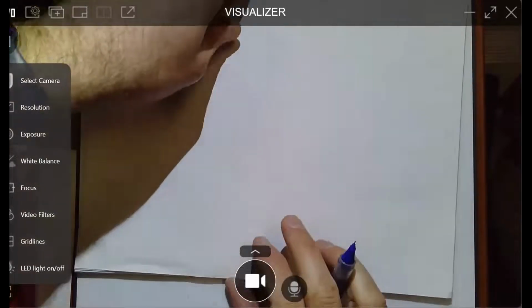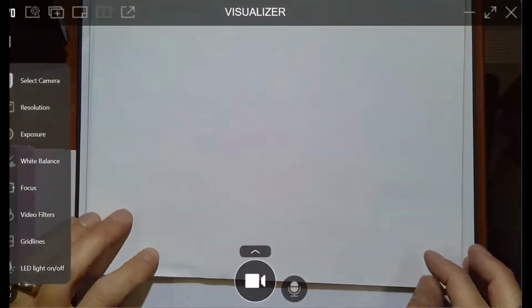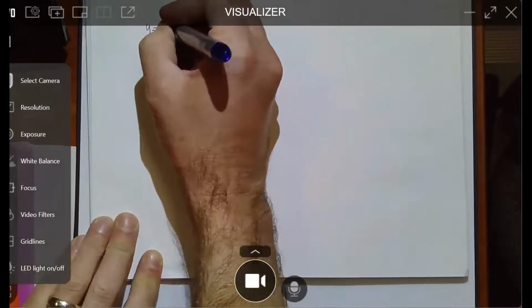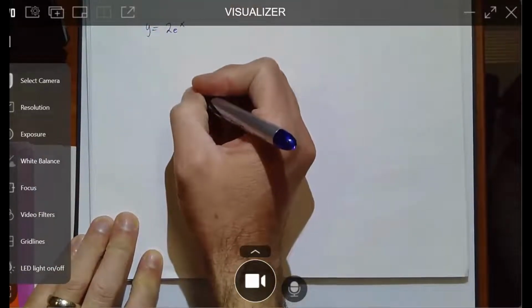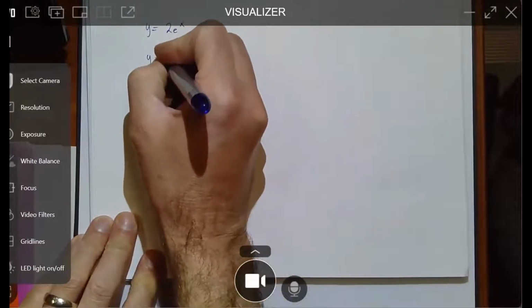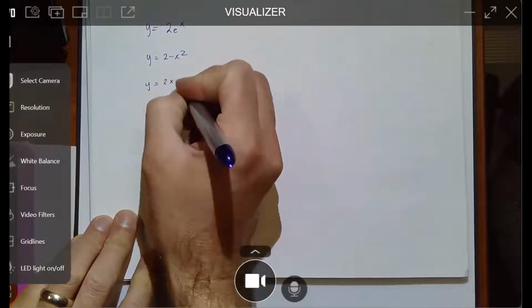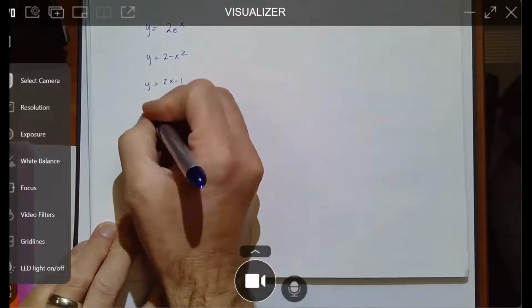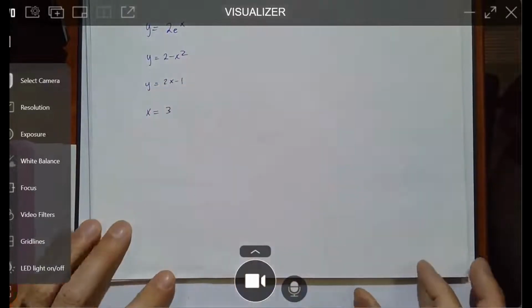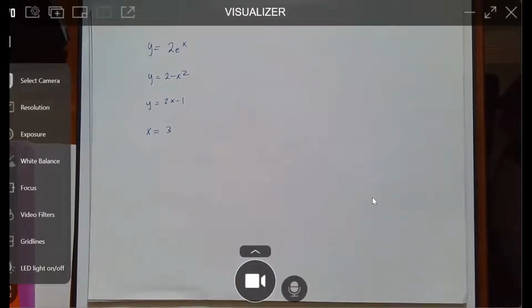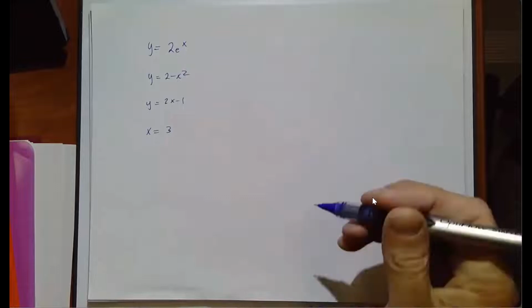So we want to sketch the graph, and mine is the region bounded by the graphs of y equal to 2e to the x, y equal to 2 minus x squared, y equal to, I should say one more thing too here, y equal to 2x minus 1, and x equal to 3. And we want to graph these things, and we want to see where they intersect. Now, let's just graph them.